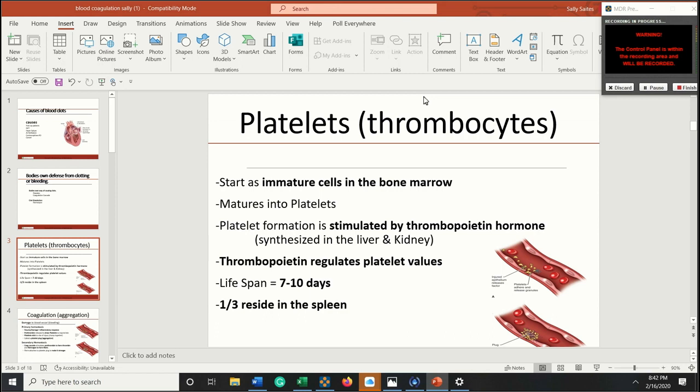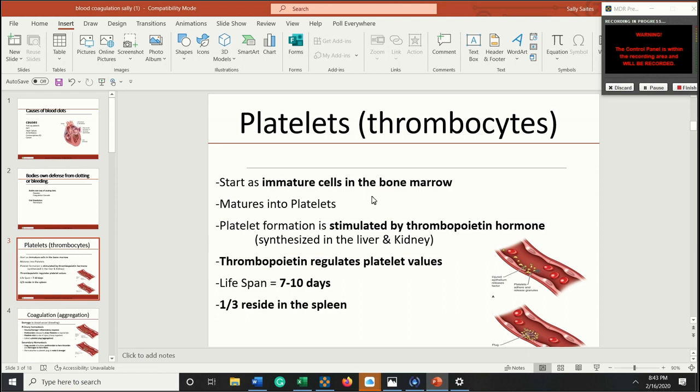Platelets, or thrombocytes. So platelets are immature cells in the bone marrow. They are stimulated by thrombopoietin hormone, which is synthesized in the liver and kidney. So when you have a patient with liver or kidney problems, you might see a lower platelet count. And these lab counts all need to be taken into consideration when we're talking about platelet medications. The thrombopoietin itself, the hormone, regulates the platelet values.